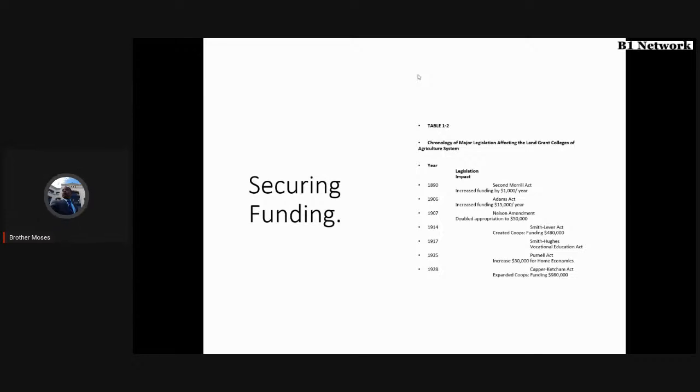The Second Morrill Act, as we saw in 1890, increased funding by $1,000 per year. Then in 1906, the Adams Act increased funding $15,000 for that first start, and then the incremental $1,000 per year again. In 1907, the Nelson Amendment came in, and it doubled the appropriation to these land grant colleges, which HBCUs are. Agriculture and mechanics, A&M schools are. Veterinary medicine, those schools are. Many of those are a part of the land grant college system.